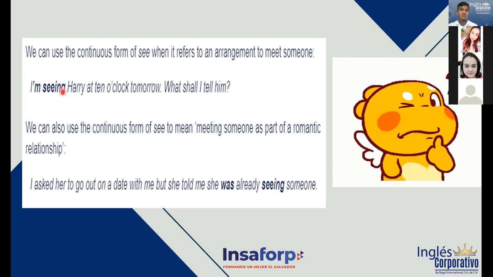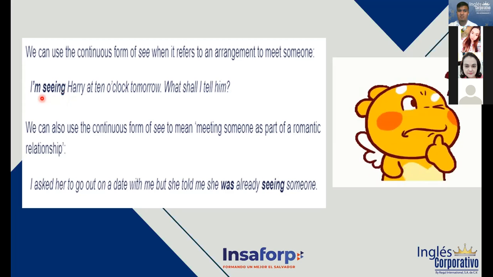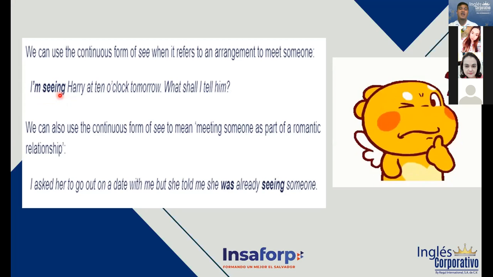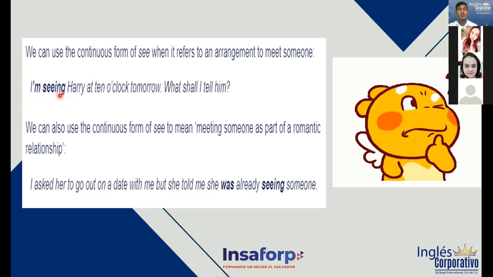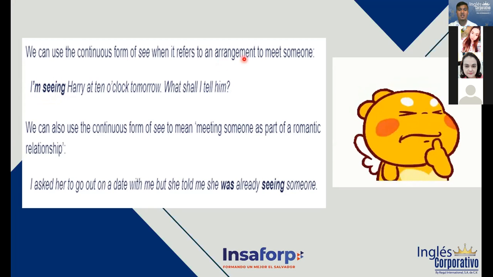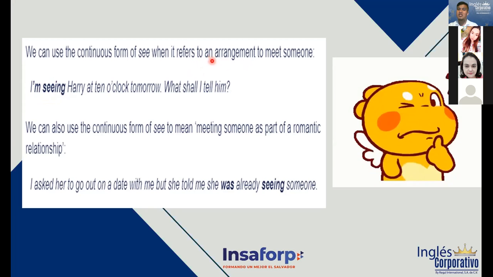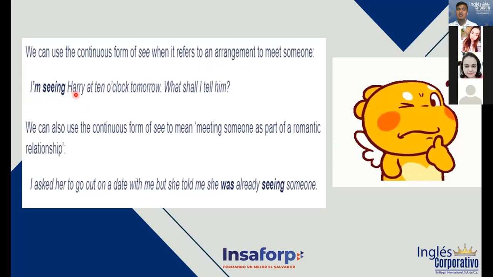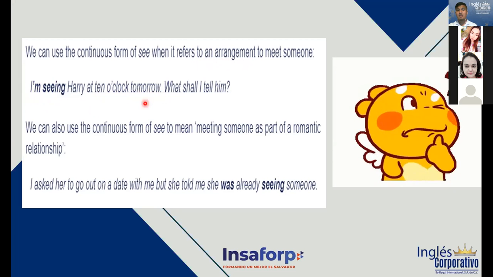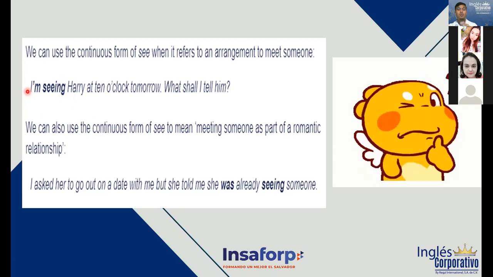Cualquiera pensaría que como está en ING, sería viendo. ¿Sí? Yo estoy viendo. But en inglés deja de ser o de referirse a la acción de ver y pasa a ser una cita. Es como que yo tuviera una cita médica o una cita con alguien. En este caso, diría, I'm seeing Harry. Tengo una cita con Harry a las 10 en punto mañana. ¿Sí? Si se fijan, nada que ver con el significado del verbo original.